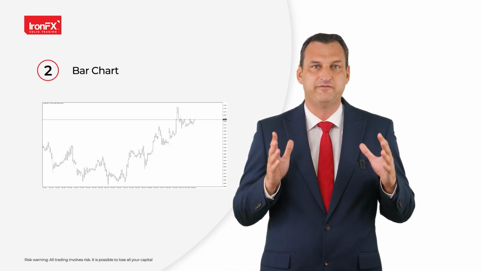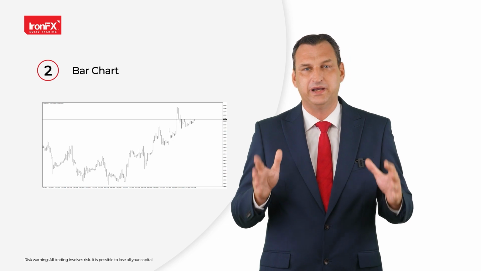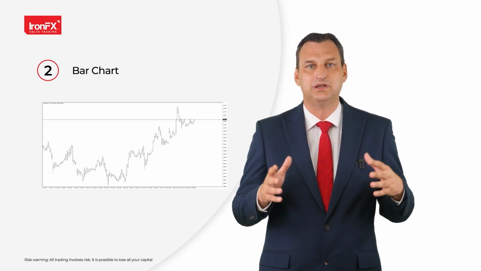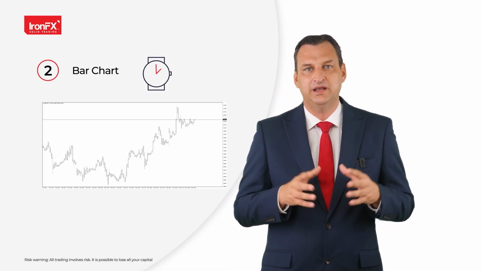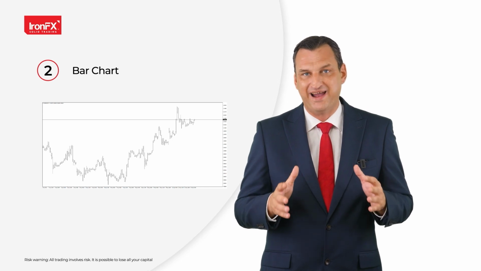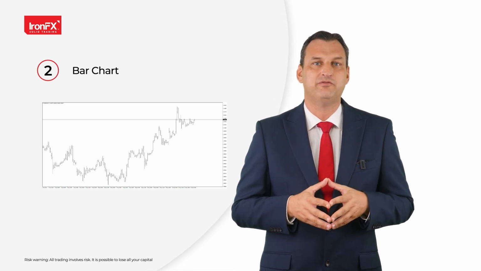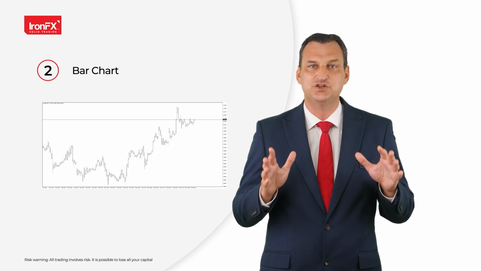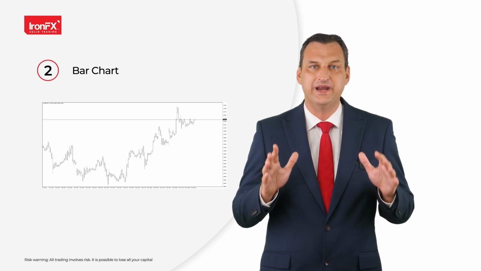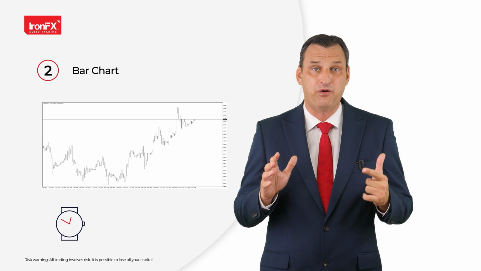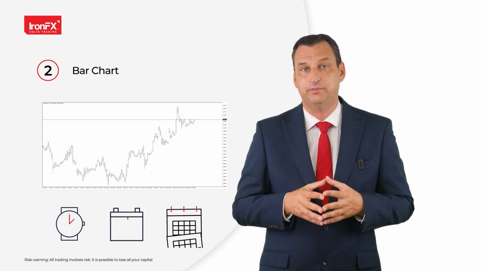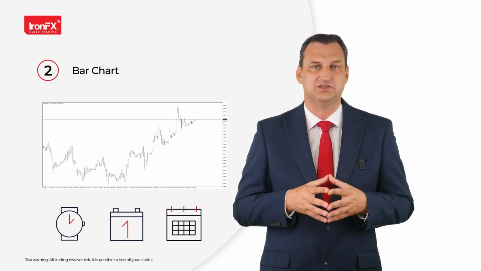In this type of chart, bars are used to depict the value of a trading instrument in a certain period of time. Each bar represents the range of values for a trading instrument for a certain period of time. Each bar may represent the range of values for a minute, an hour, a day, or even a month, depending on what time frame your chart is.